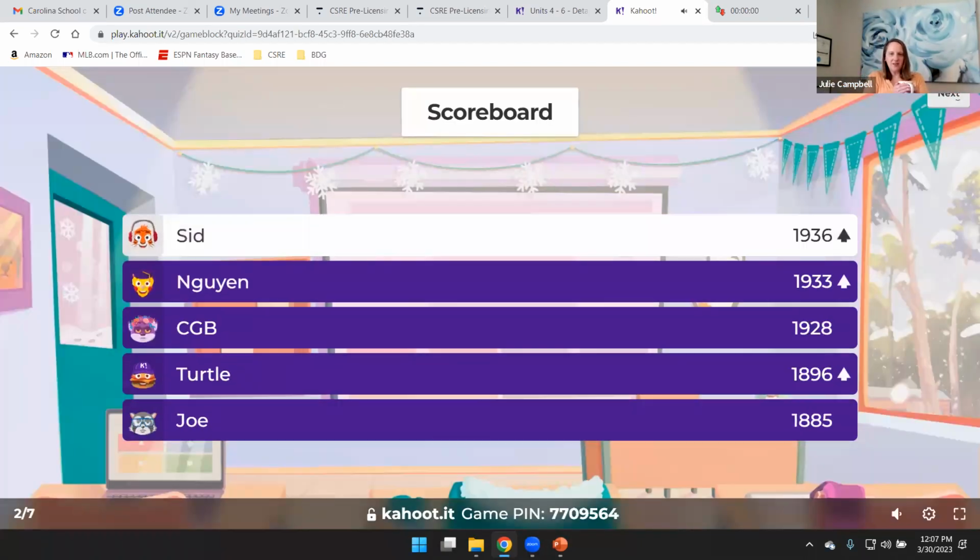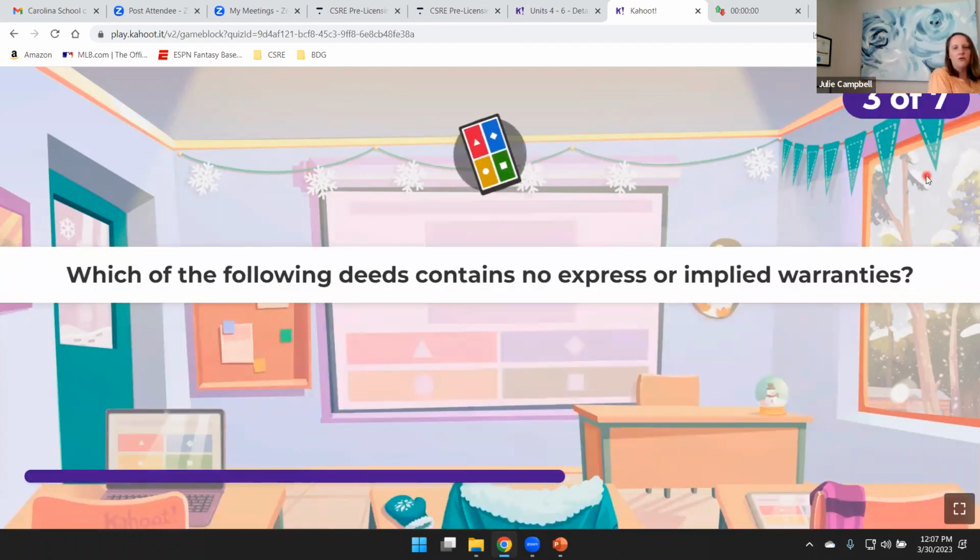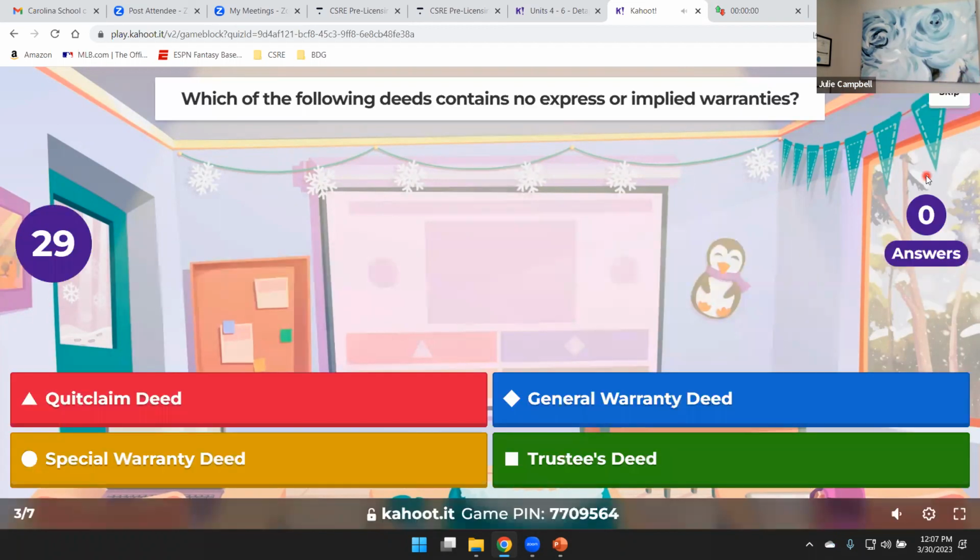Shifted a bit. Sid's on top now. Nugent, CGB, Turtle, and Joe. Still the same people, just shuffled around. Let's see what we've got here. Question number 3. Which of the following deeds contains no express or implied warranty?